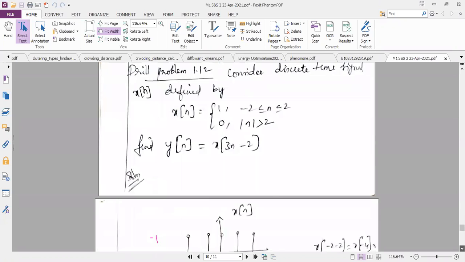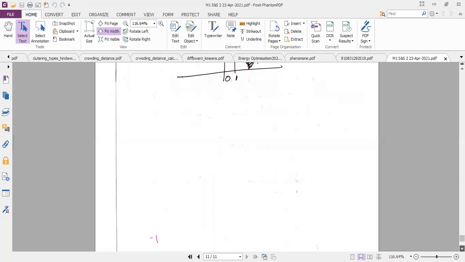So don't miss the class, attend the class regularly, okay? Because if you miss even one class, you cannot cope up with the concepts. Each and every class is interrelated.